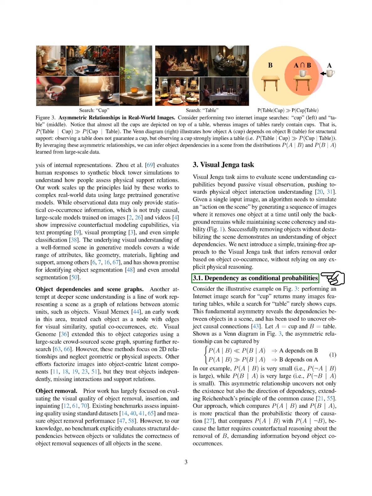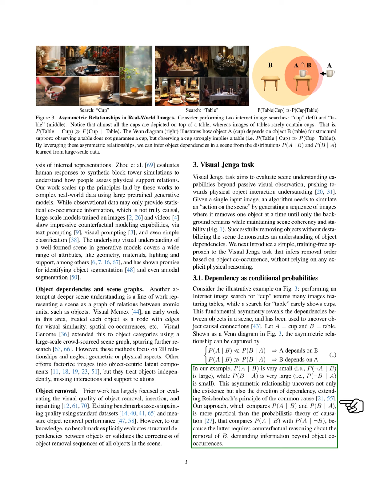We denote a cup as A and a table as B. The relationship shows that the probability of finding a cup given a table is very low, while the probability of finding a table given a cup is very high. This asymmetry reveals not just the existence of dependencies but also their direction, extending Reichenbach's principle of common cause. Our method compares the probabilities of A given B and B given A, which is more practical than traditional causation theories that require more complex reasoning.